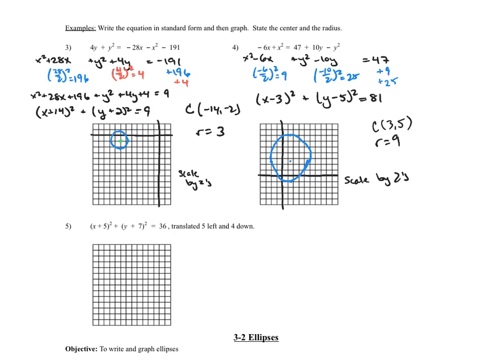All right, last example, we have an equation where we know the center. They gave it to us. It's negative 5, negative 7. But we want to move that 5 to the left and 7 down. So if you think about that on a graph, negative 5 moved 5 to the left goes to negative 10. And negative 7 moved down 4 would be negative 11. So our new equation would be x plus 10 squared plus y plus 11 squared. Nothing happened to the radius, so our radius squared is still 36. And our radius is 6.